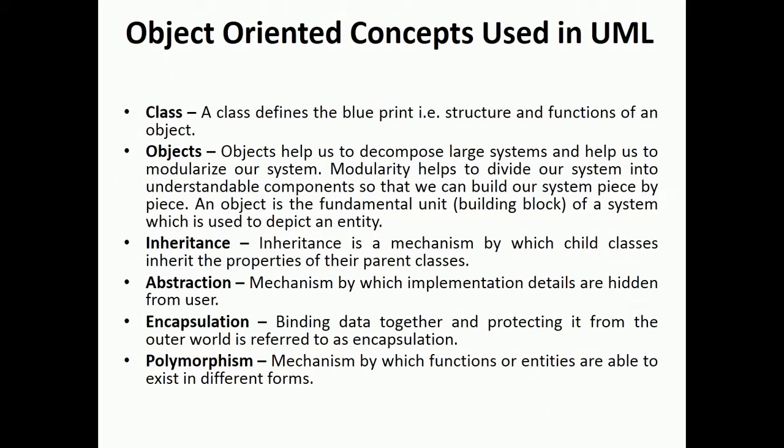Another feature of the object-oriented concept is inheritance. Inheritance is a mechanism by which child classes inherit the properties of the parent class. There are many types of inheritance, such as multiple and multi-level. We will see it later. Abstraction is a mechanism by which implementation details are hidden from the user.